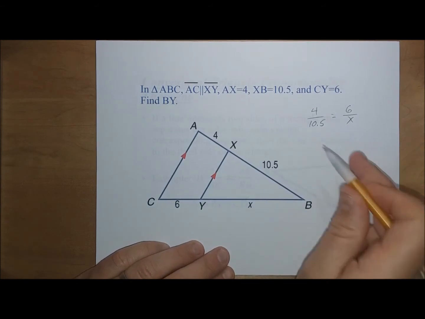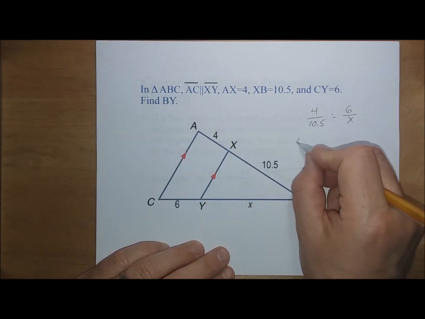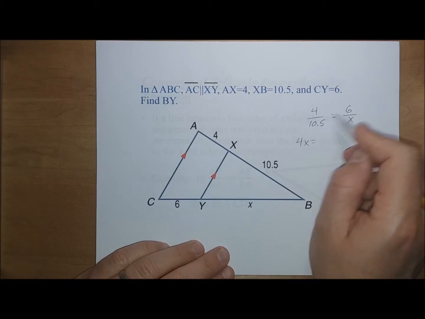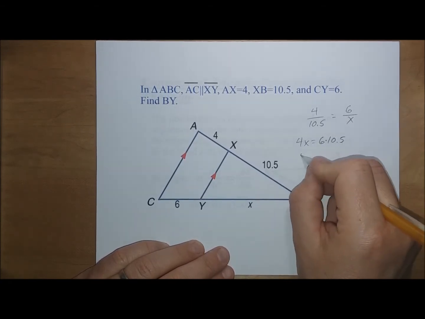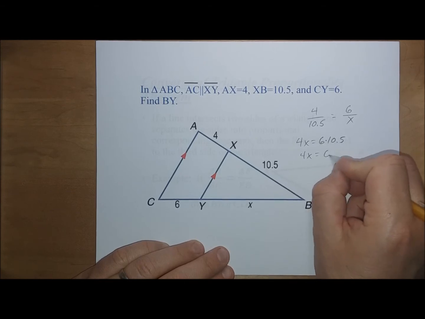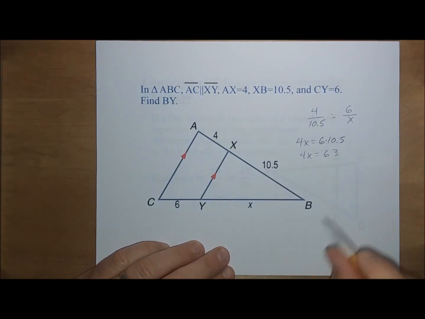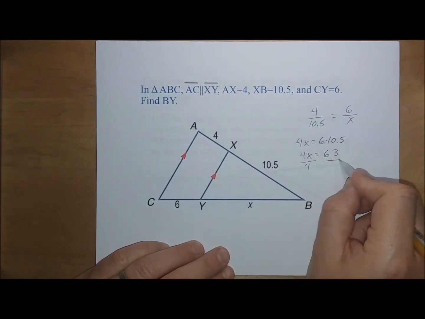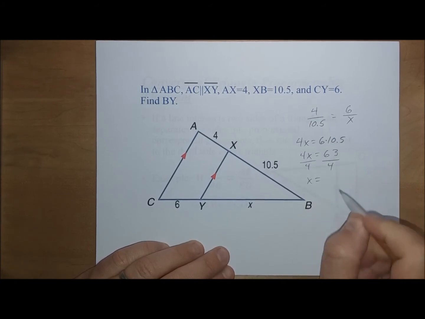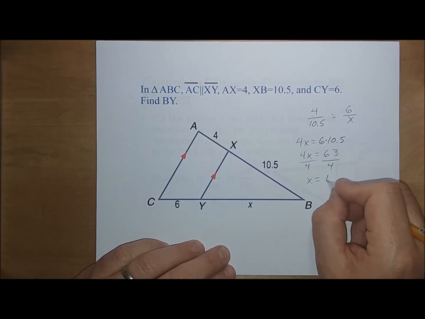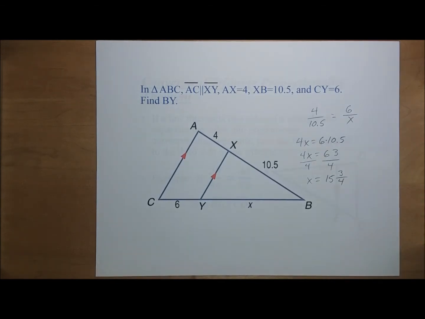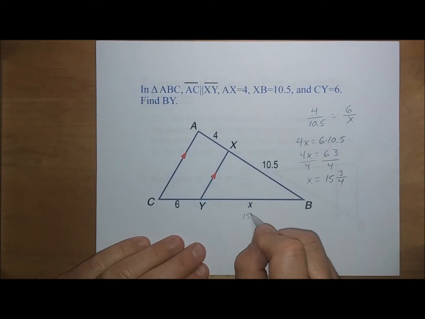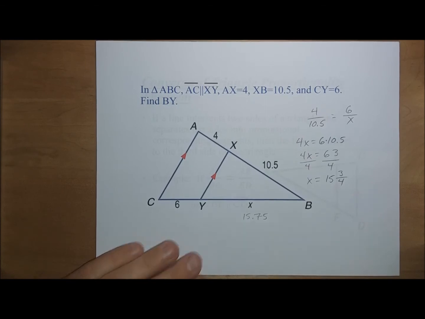Good. My cross products are going to be 4 times x equals 6 times 10.5. Okay, so I get 4x equals 63. And I can divide both sides by 4. And I get x equals, what, 15 3/4? Is that right? 15.75, if you like.